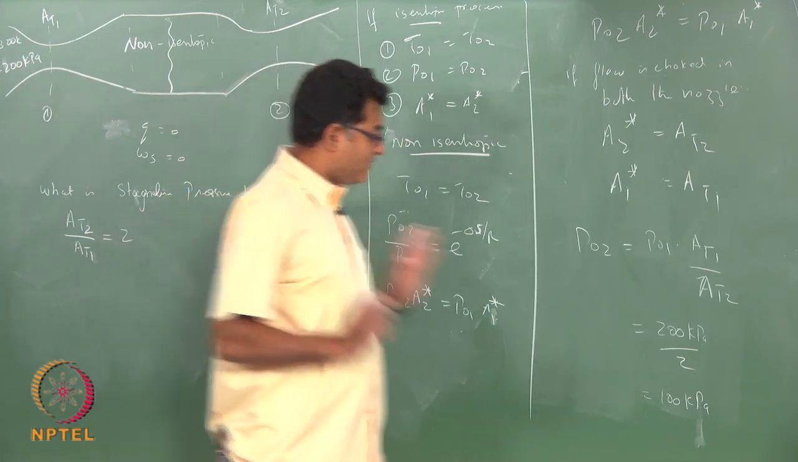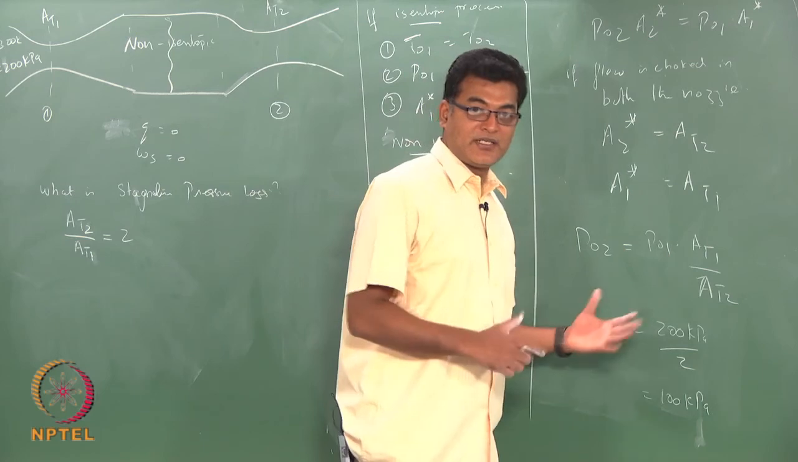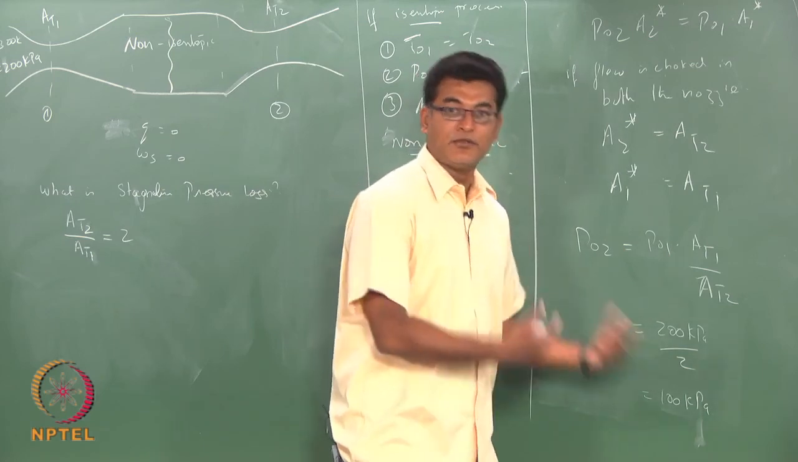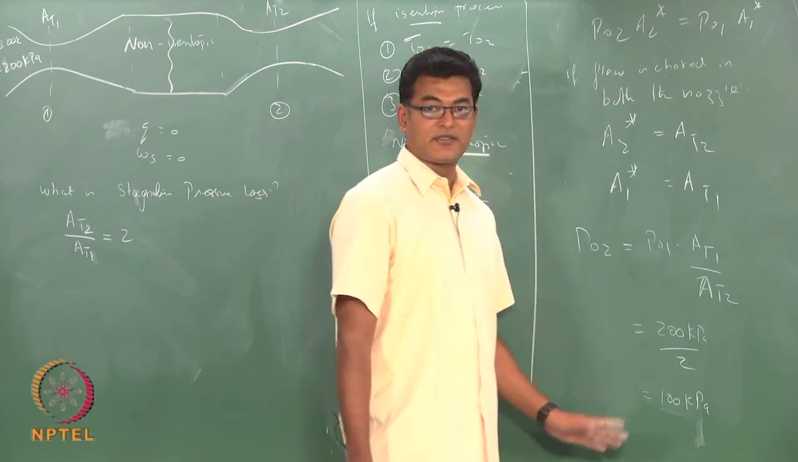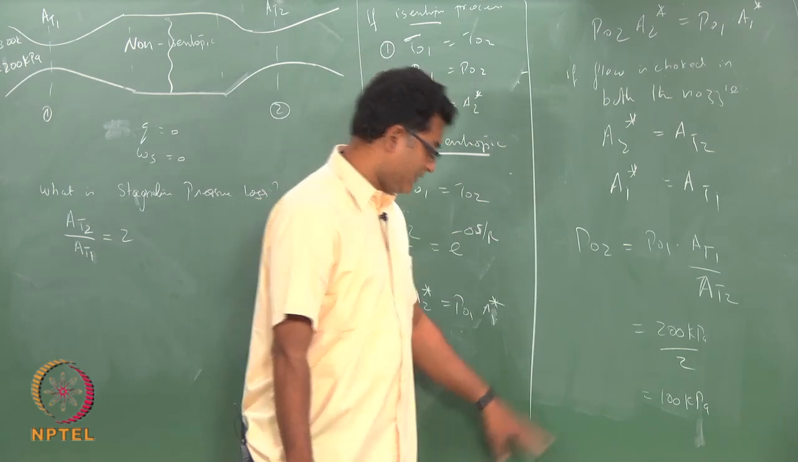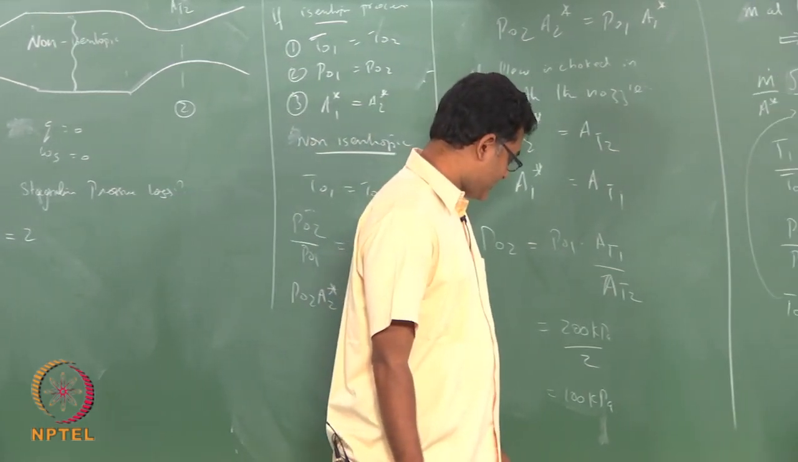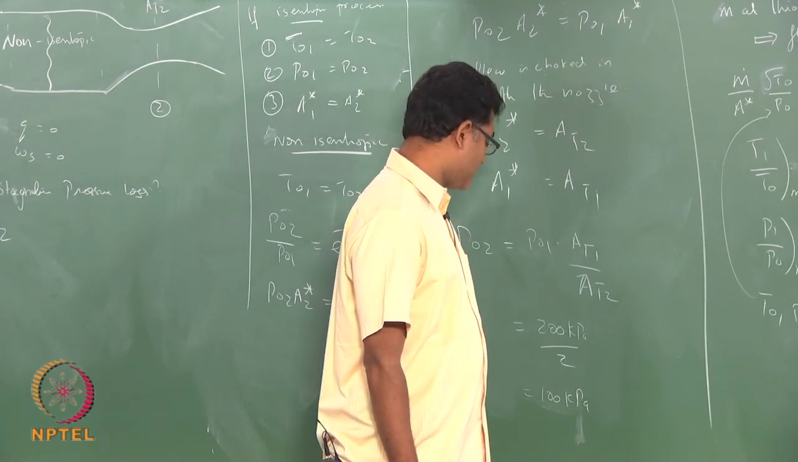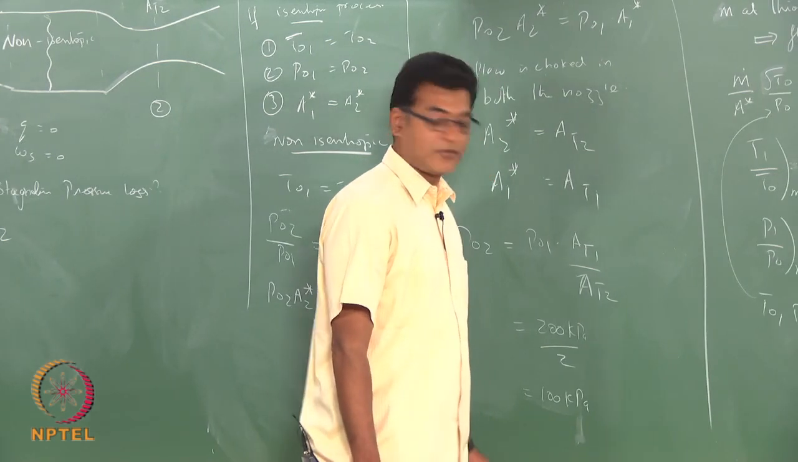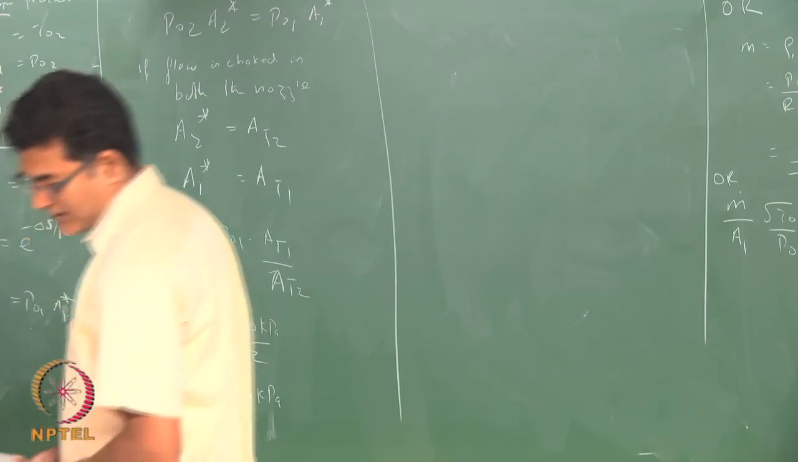So, it is coming at full steam with P01, then suddenly it encounters a non-isentropic process and loses all the steam. That is what it typically means. So, we will discuss that in the next week.